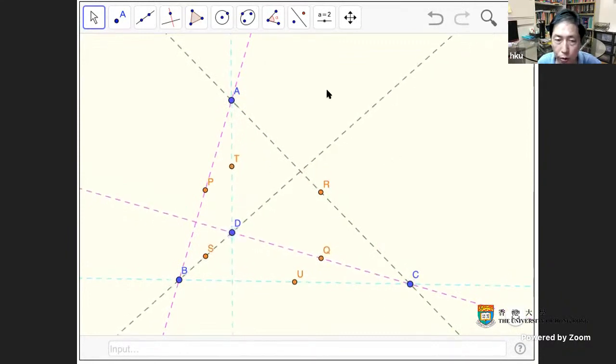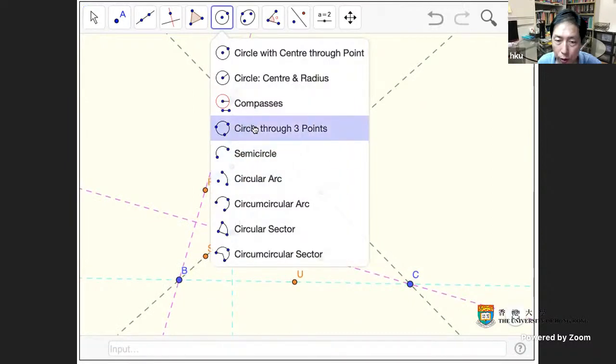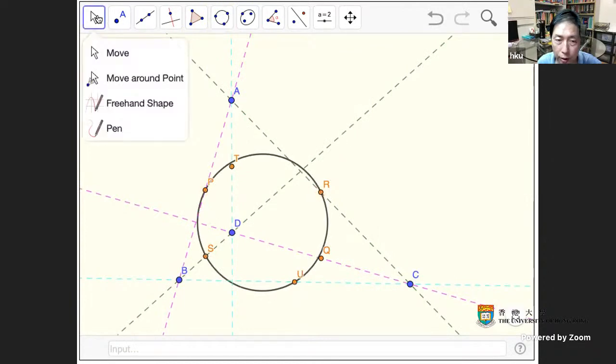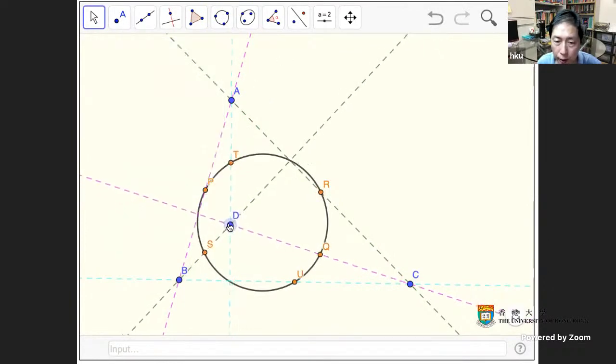Now, if you want to check whether it really passes through a circle, then you can try to join, let's say, 3 of the points, and then adjust it a little bit, and you'll find that finally you can get all the 6 points on one circle, something like this. But what is the general condition leading to these 6 points lying on one circle?